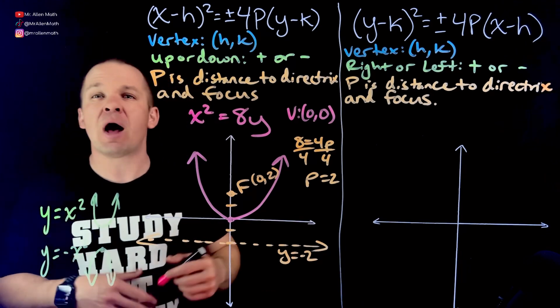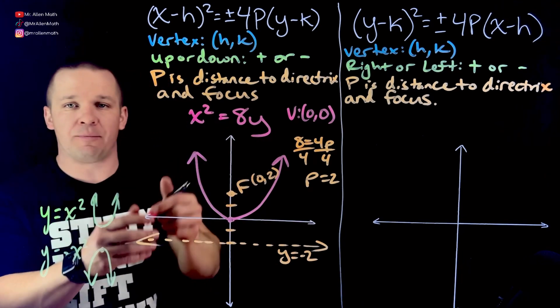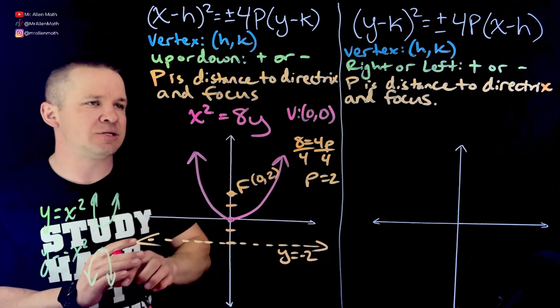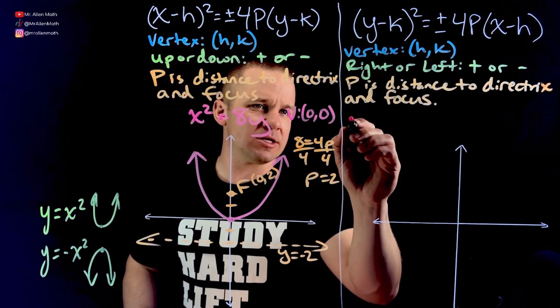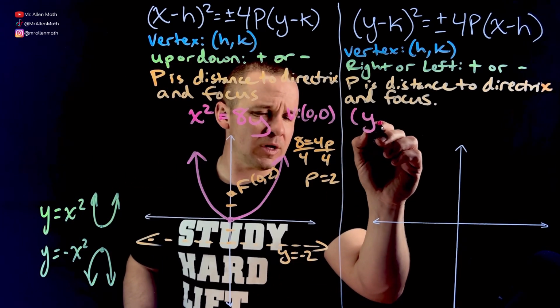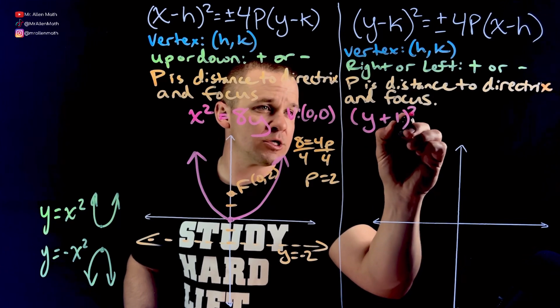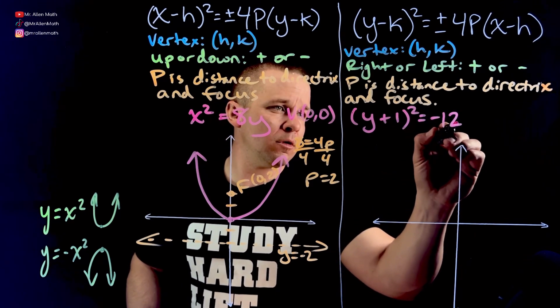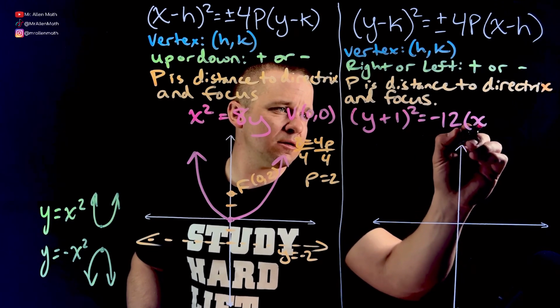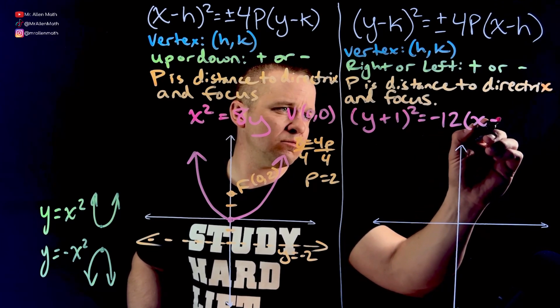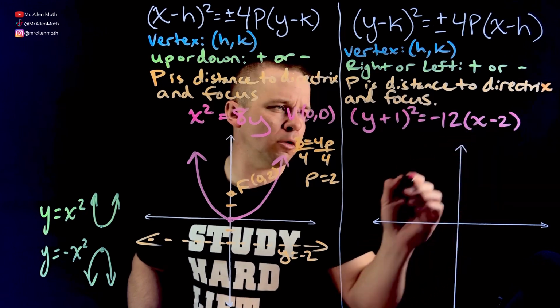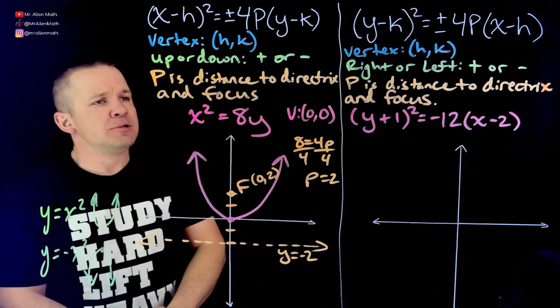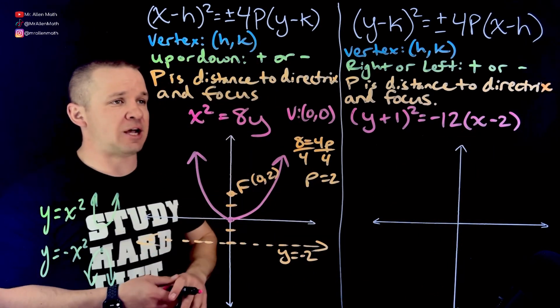Let's do another example. I'm going to add a little more to it this time, so it's a little more complicated than this one, so we get some other pieces to the puzzle. So let's go with this. Let's say we got y plus 1 squared equals negative, let's go with 12, and then we'll say x minus 2.